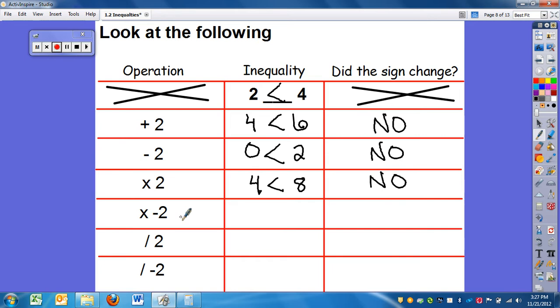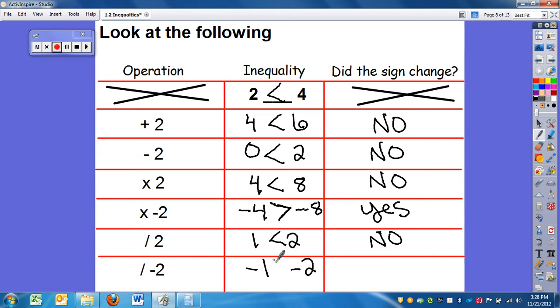Now we're going to multiply the original by negative 2, so I get negative 4 and negative 8. Well, now negative 4 is actually higher than negative 8. In this case, my sign is facing the other direction. So did my sign change? Yes. So the next one, we're going to divide by a positive 2, so I get 1 and 2. Well, 2 is still greater than 1, so no, my sign didn't change from the original. And then if I divide by negative 2, I get negative 1 and then negative 2. Well, negative 1 is actually greater than negative 2, so yes.